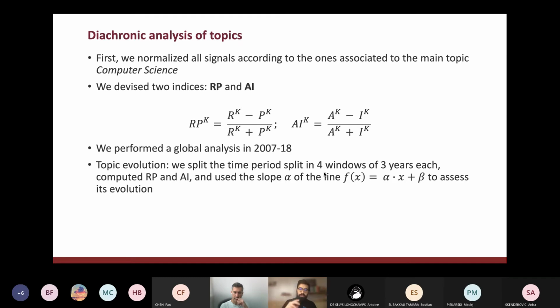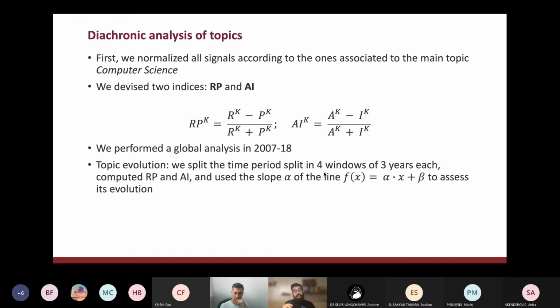RP represents whether a topic has been mostly published in research papers or in patents. If this number is positive, it means that this topic has a lot of influence in papers. Otherwise, if it is negative, it means that it is mostly published in patents. If it is exactly 0, it means there is a balance between patents and papers published in a given topic.